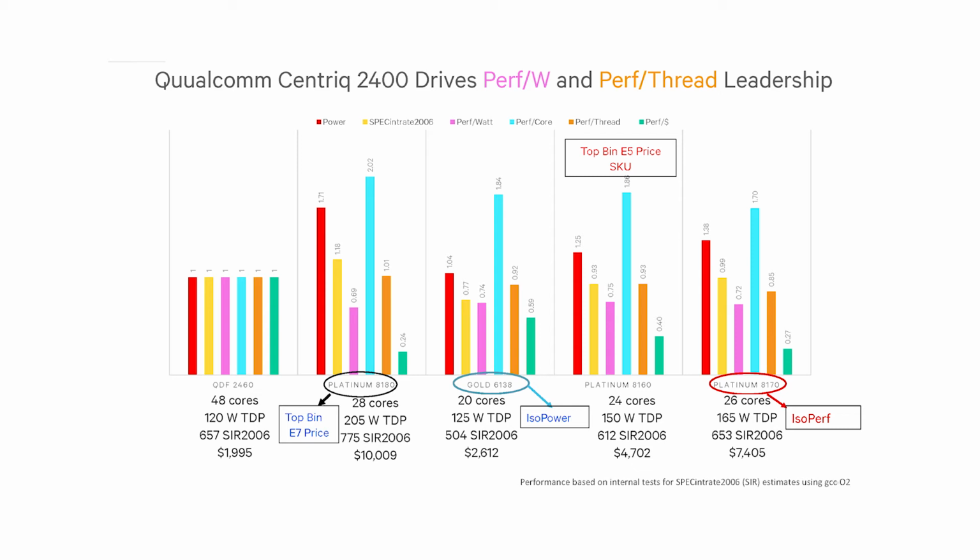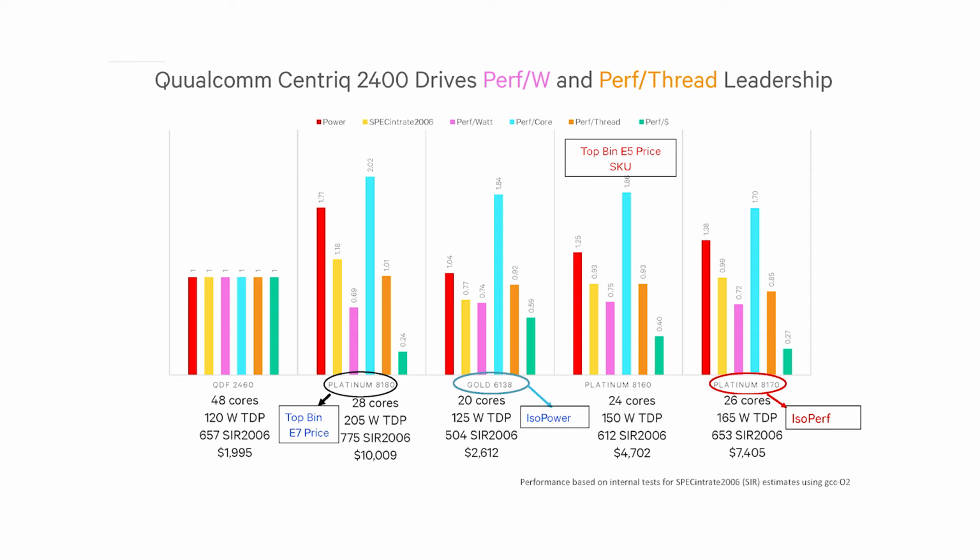The top-end Skylake has 28 cores. It sells for a whopping $10,000 price, but it is the highest performance. It's about 18% higher performance than our chip, which runs at 120 watts. On a per-core basis, it's twice the performance, but on a per-thread basis, it's roughly equal.